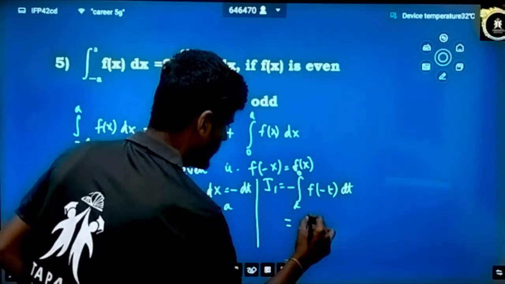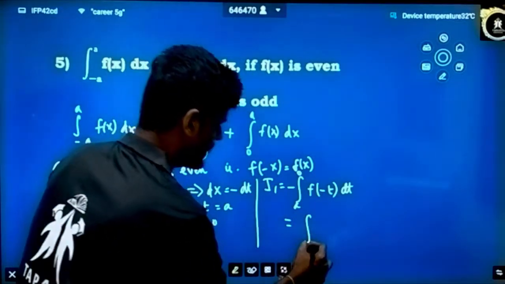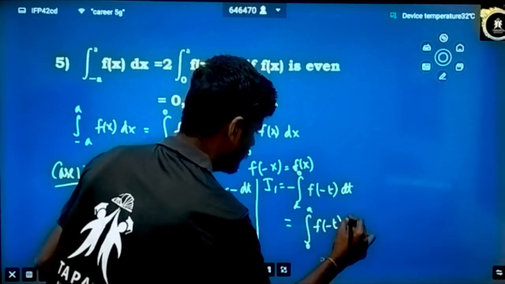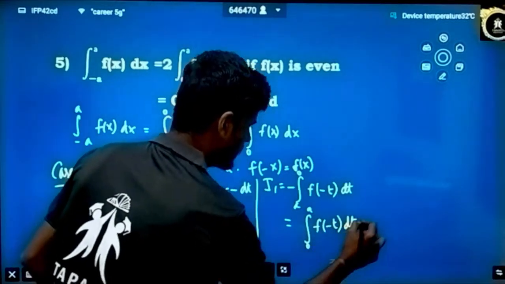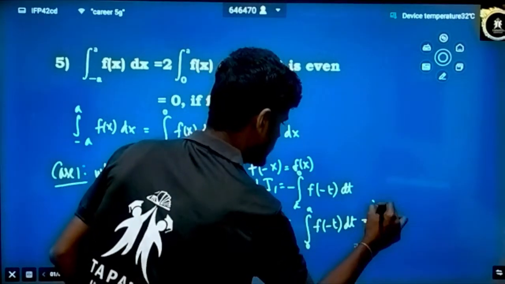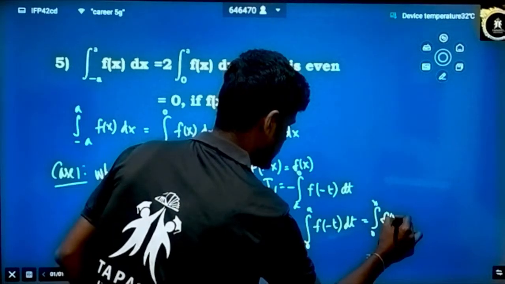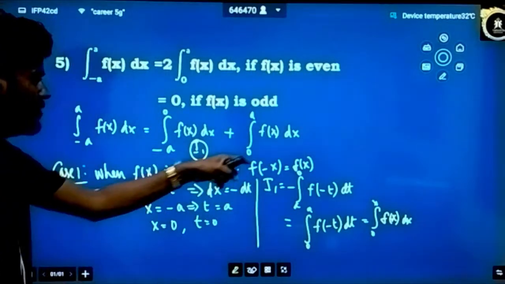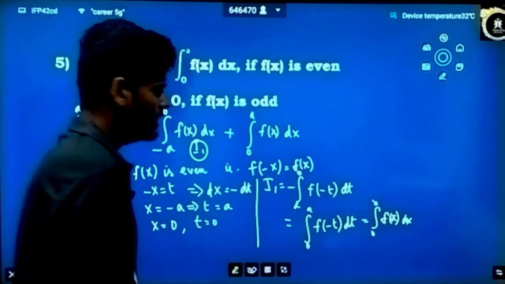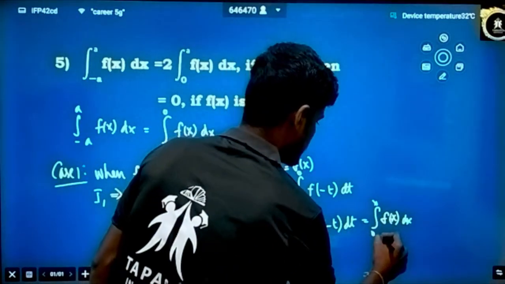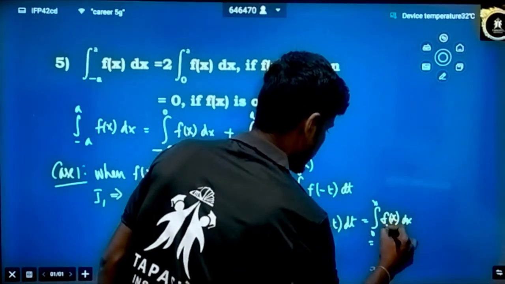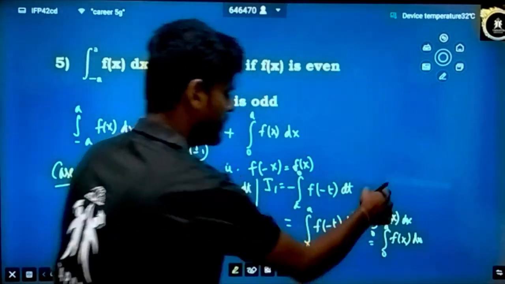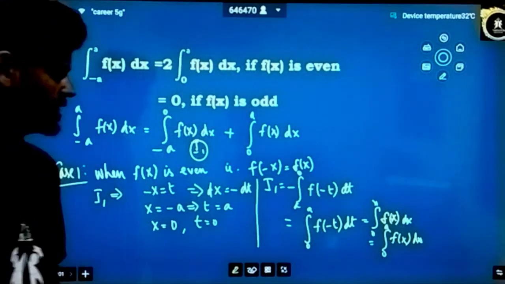Now this is equal to the integral, we can change the limit, that is 0 to a, f of minus t dt, and this is nothing but the integral of 0 to x f of minus x dx. Now as f of minus x is equal to f of x, this is nothing but the integral 0 to a f of x dx, since f of minus x equals f of x.